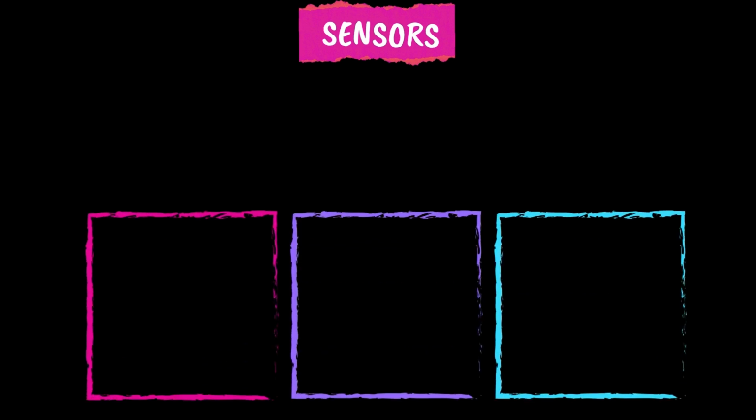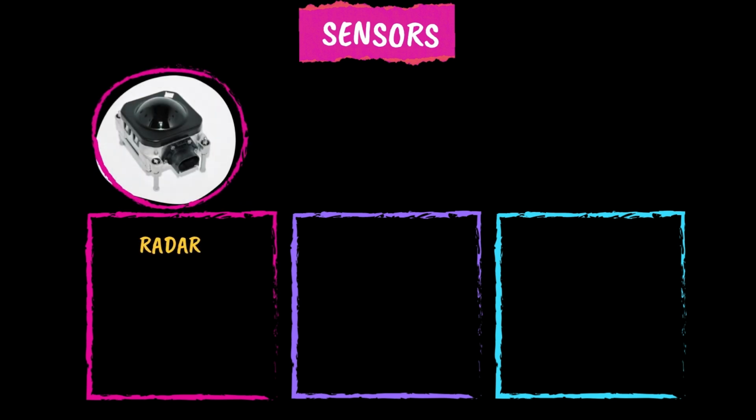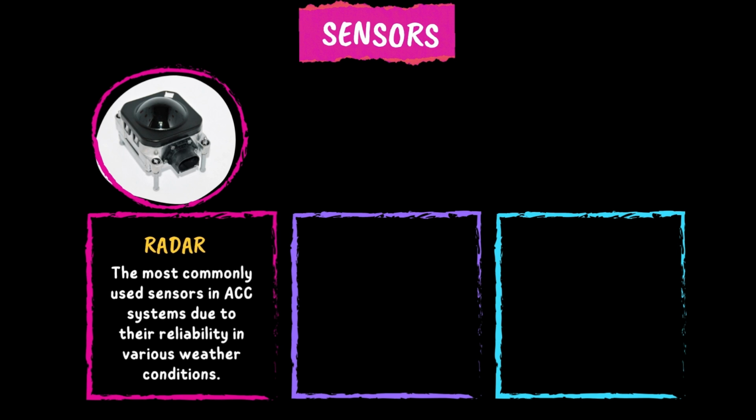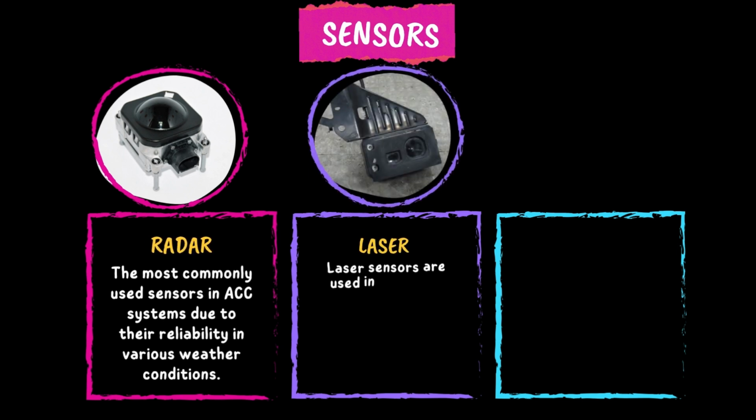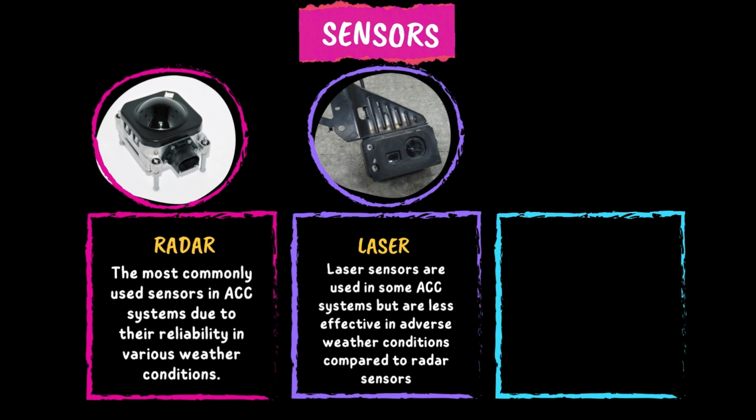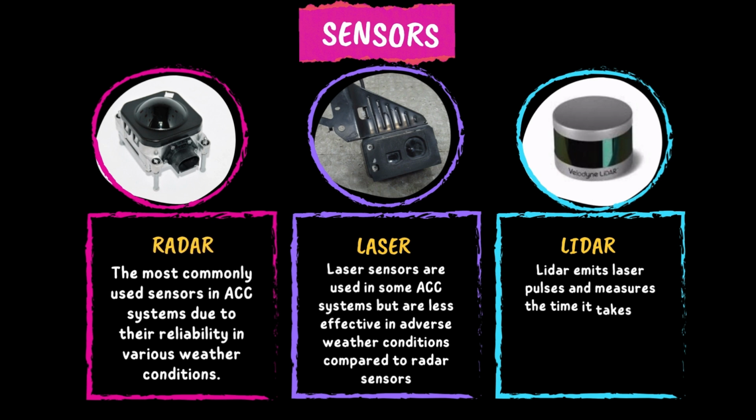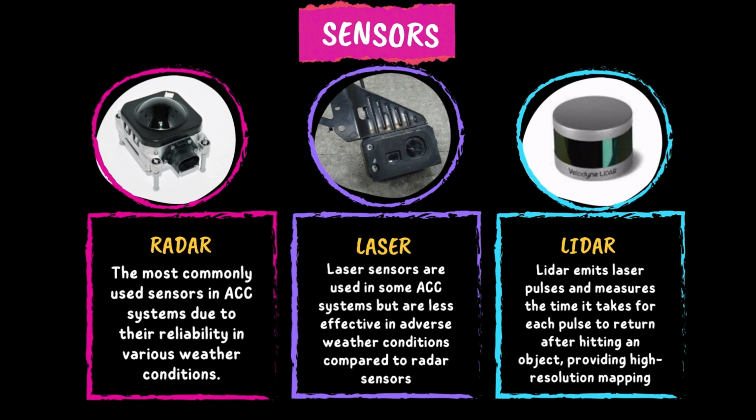Let's explore the three primary types of sensors used in these systems. Radar is the most commonly used sensor in ACC systems due to its reliability in various weather conditions. Laser sensors are used in some ACC systems but are less effective in adverse weather conditions compared to radar sensors. LiDAR emits laser pulses and measures the time it takes for each pulse to return after hitting an object, providing a high-resolution mapping. Among the various sensors used in adaptive cruise control systems, radar sensors are preferred because they work effectively in adverse weather conditions like rain, fog, and snow, along with their affordability compared to LiDAR sensors.